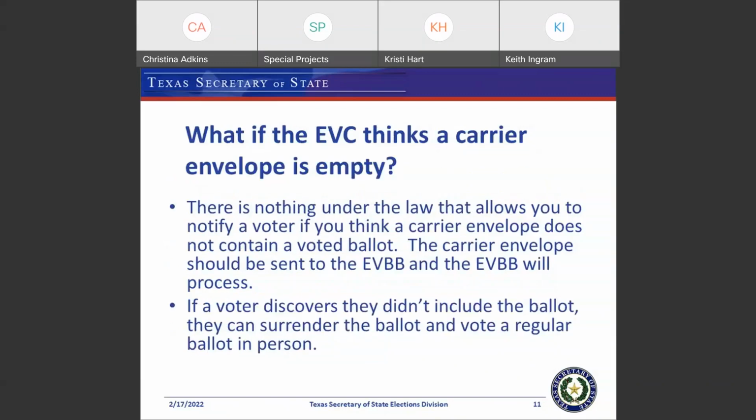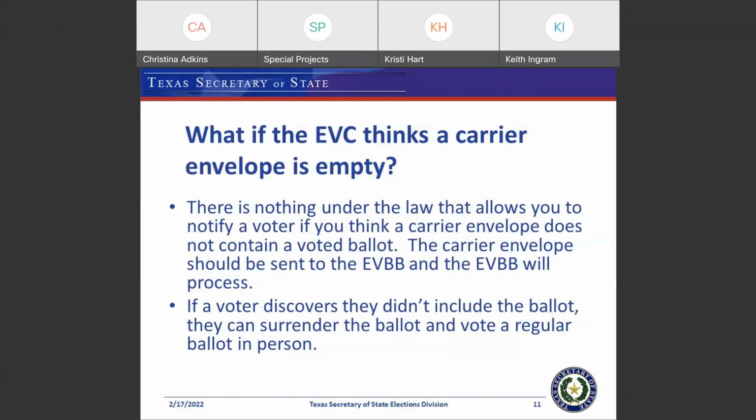Okay, a couple of questions now about the corrective action process. This is a question that's come up several times this week. What if the early voting clerk is looking at a ballot or a sealed carrier envelope, and they think that carrier envelope may be empty? So this is a tricky scenario, and we've talked through this.